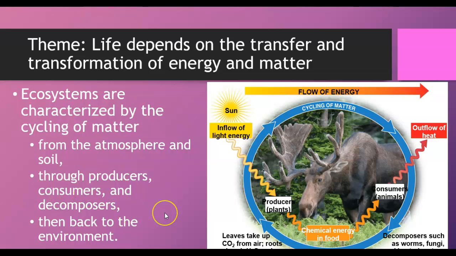Matter, on the other hand, doesn't do that. We don't get new matter all the time. The matter that is here on Earth is all the matter we ever will have, okay? And so we have to recycle the matter all the time. And so ecosystems are characterized by recycling matter from the atmosphere and the soil through the producers and the consumers and the decomposers, and then back to the environment to be used again. And so we have the energy that flows through the ecosystem, whereas the matter is recycled within it. And that's important. That's necessary for life. If we didn't recycle the matter, then the first organisms that evolved would have died because there wouldn't have been any more matter to use.